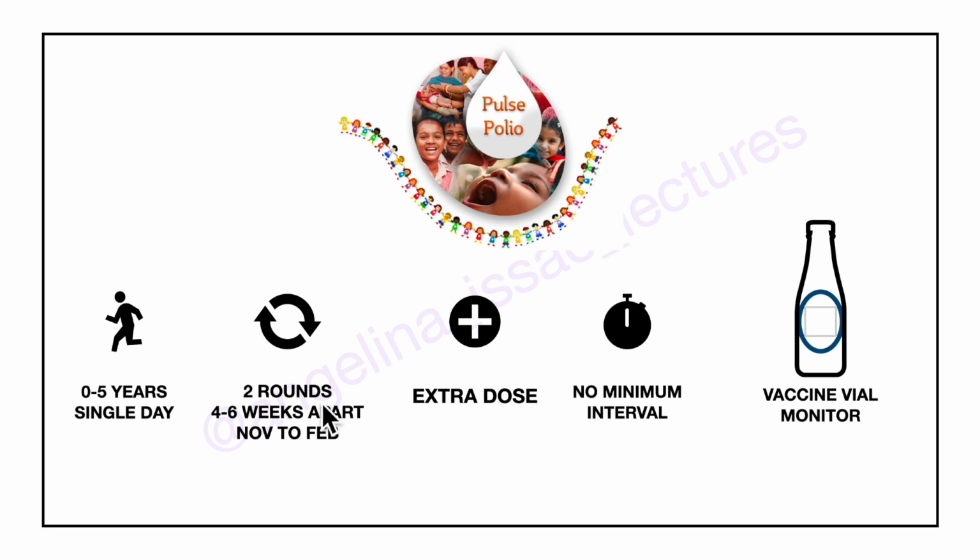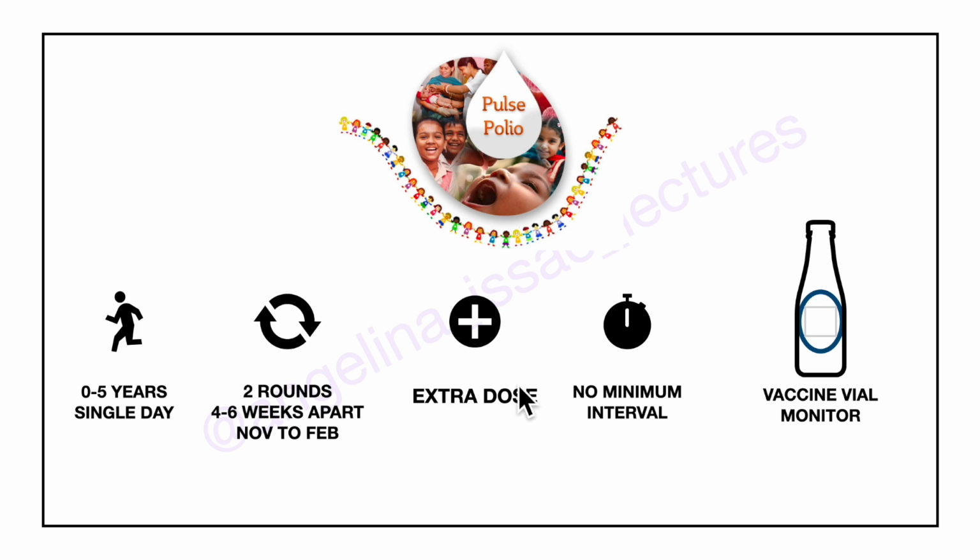Now the pulse polio immunization occurs as 2 rounds, about 4 to 6 weeks apart during the low transmission season of polio, that is between November to February. Now the doses of OPV during this pulse polio immunization are extra doses which supplement and do not replace the doses received during routine immunization services.